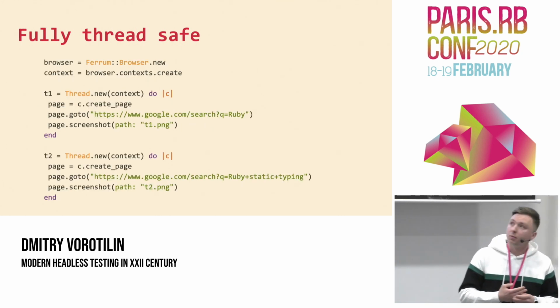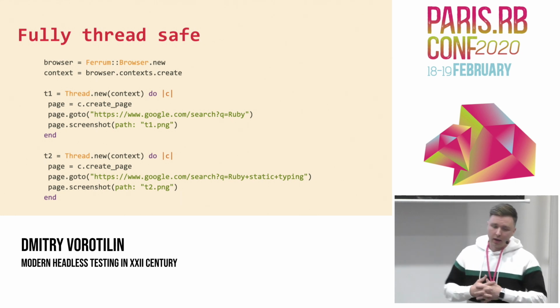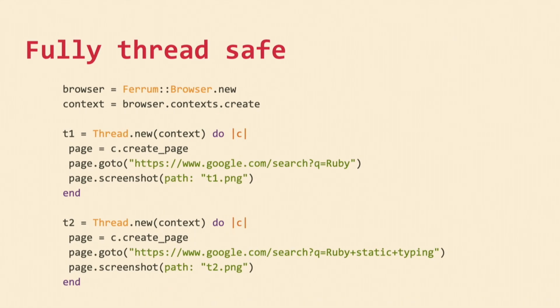So Ferrum was written to be fully thread safe from the beginning. And you can work with dozens of open pages at the same time from the same process using multiple threads. Each page can be maintained independently through WebSocket. In the code above, we create a context. A context is a Chrome feature. It's like a brand new profile, like an incognito mode. Once you close it, everything is gone. So create one or a few contexts and one or a few pages in the context and work with them simultaneously.